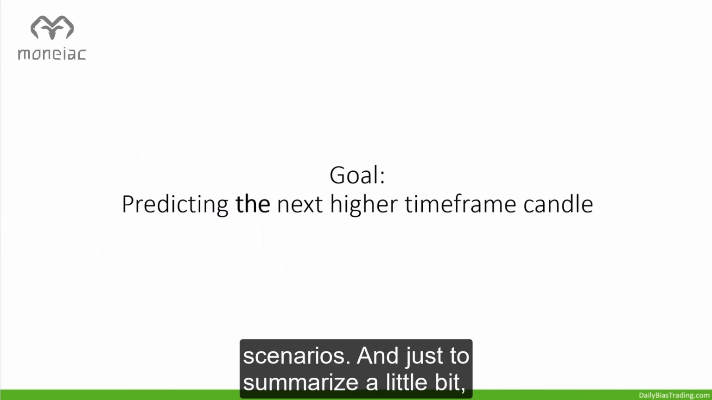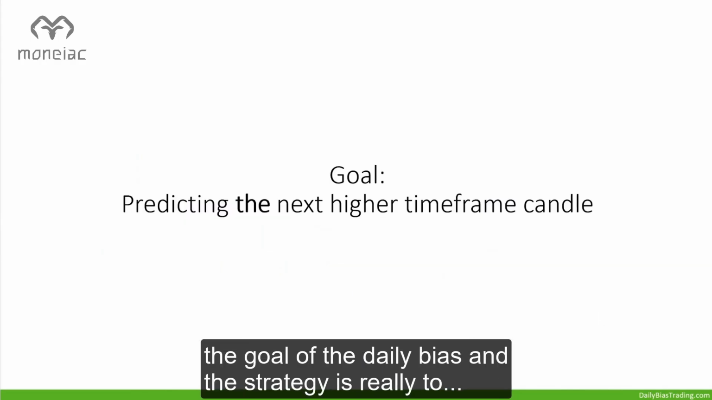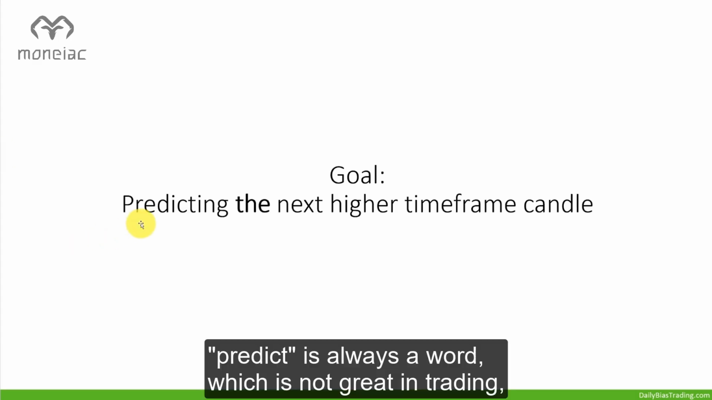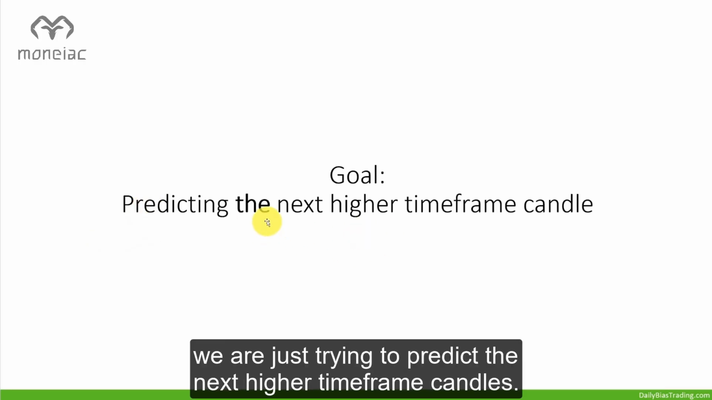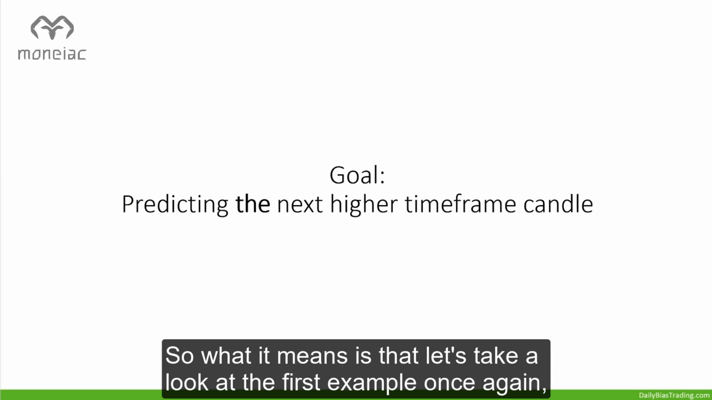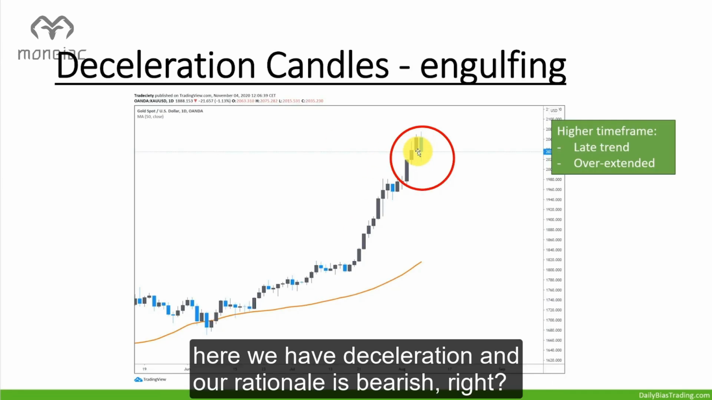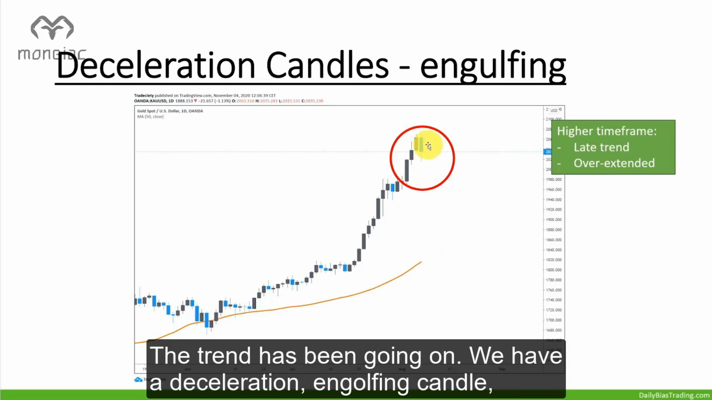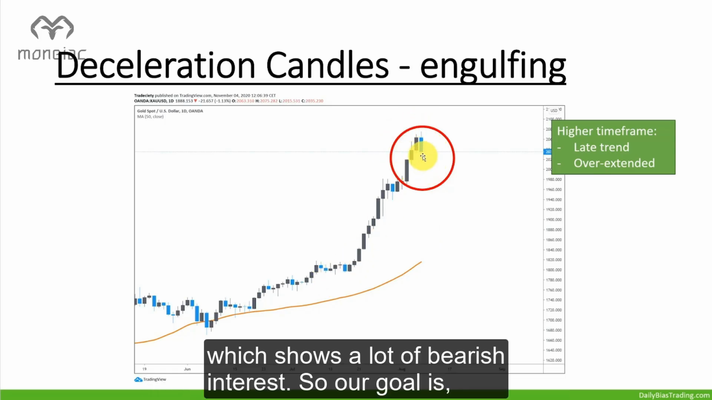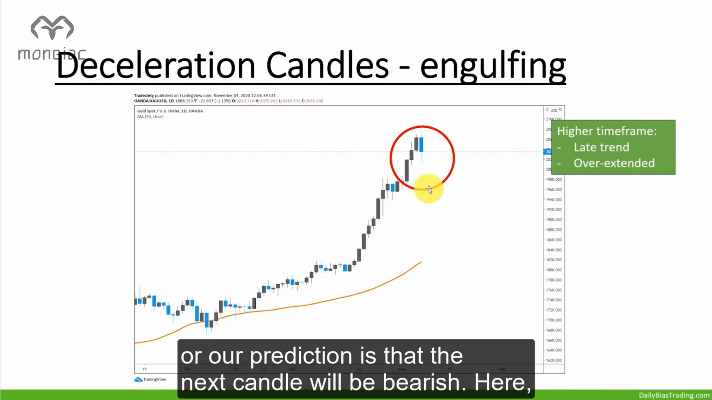And just to summarize a little bit, the goal of the daily buyers and the strategy is really to predict, which is always a word that is not great in trading, but it's the best that fits here. The goal is that with a higher time frame candle, we are just trying to predict the next higher time frame candle. So let's take a look at the first example once again. Here we have deceleration and our rationale is bearish, right? We know the market is far away from the moving average. The trend has been going on. We have a deceleration engulfing candle, which shows a lot of bearish interest. So our prediction is that the next candle will be bearish.